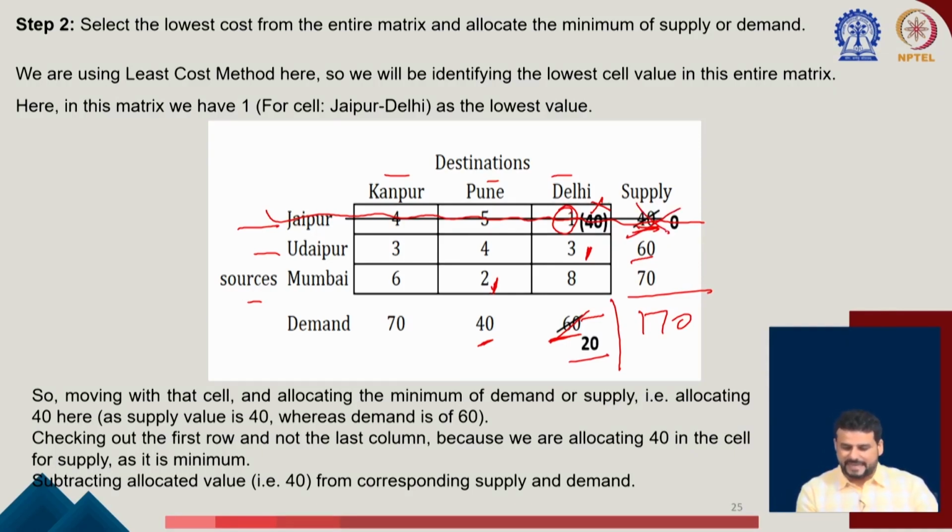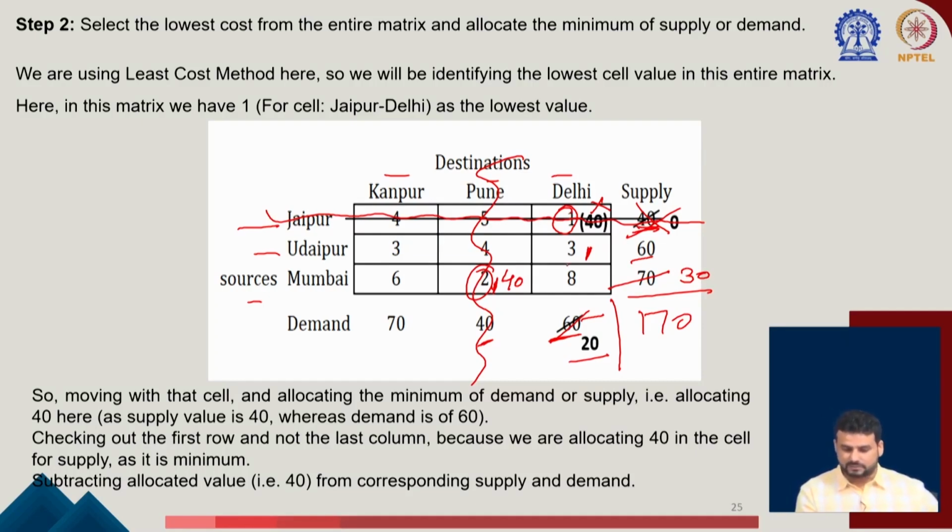Now this is fully exhausted. Now the next minimum cell is this one. How many can I allocate here at maximum? Demand is 40, supply is 70, so I can allocate 40. In that way the Pune market demand is totally met, and this supply is also exhausted by 40 units, so the rest of the supply is 30. Now the next minimum cost is among those cells which are not struck off.